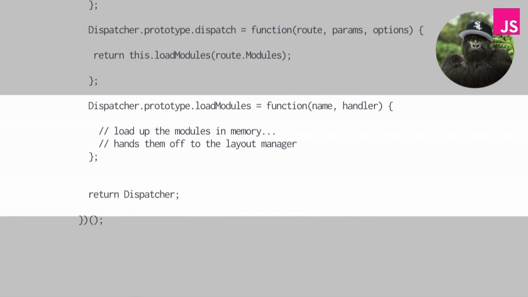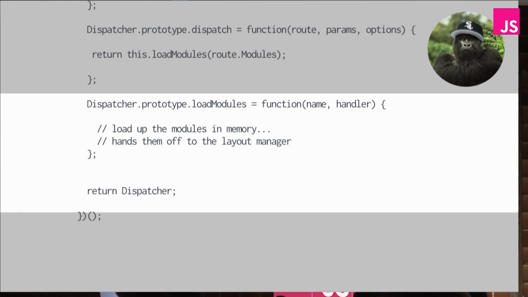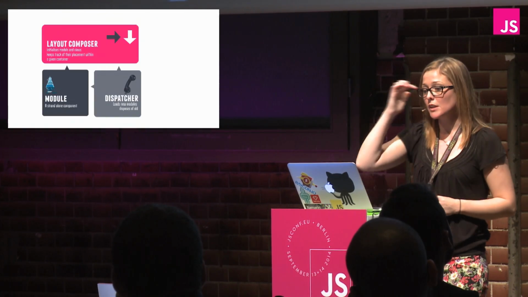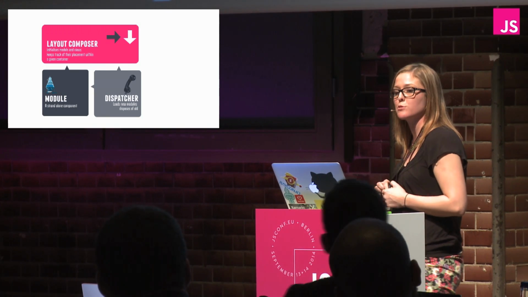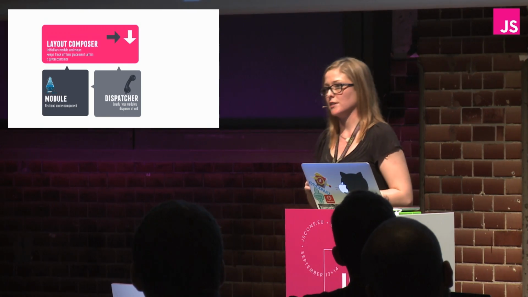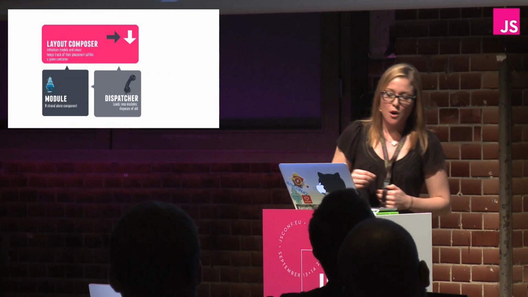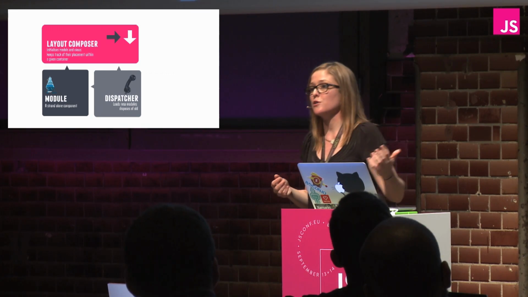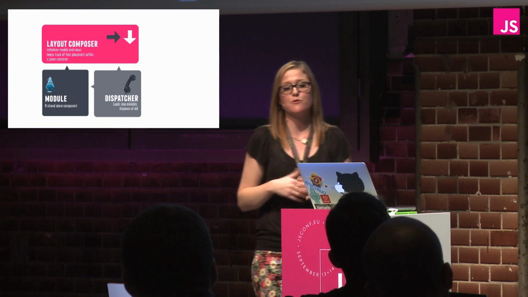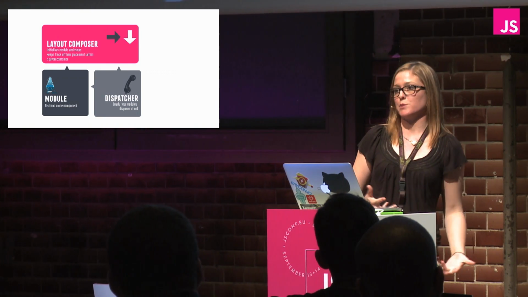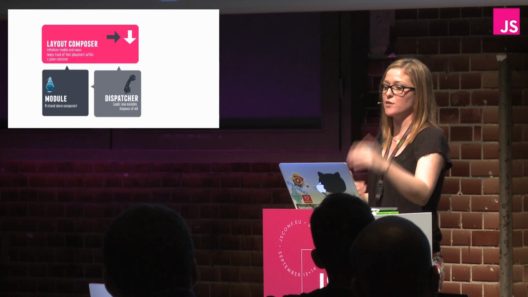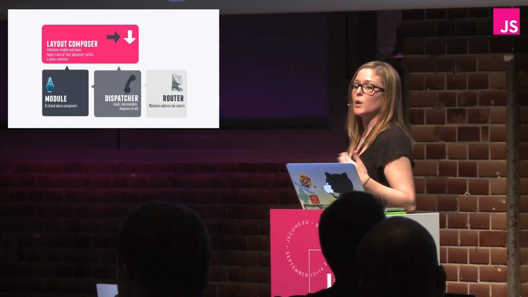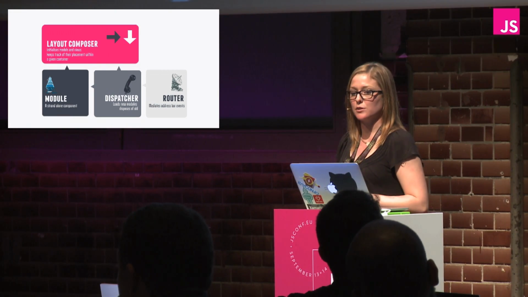It's going to take the modules that the route has decided need to be loaded, it's going to look them up, make sure that they're running, make sure that they're in memory, and then hand them off to the layout manager. So we tack on the dispatcher, which is responsible for creating modules and also managing their lifetime, because an interesting thing here is that the dispatcher knows that this module A is no longer in use, and we could clean that up, right? So it's also responsible for managing the lifetime. And then it's also responsible for passing those modules over to the layout composer who's going to place them in the overall UI.